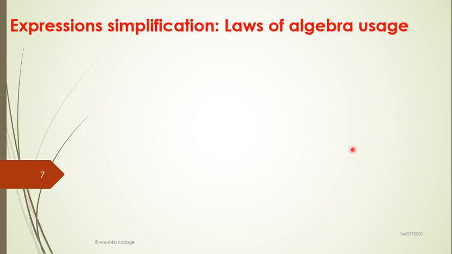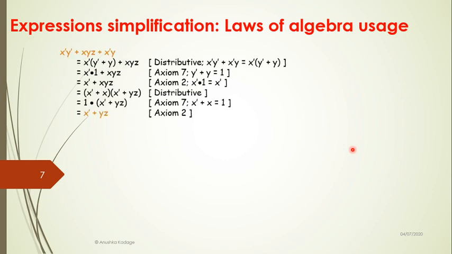Now I told you that the laws of algebra are going to help us simplify expressions or reduce the number of gates in the implementation of a Boolean expression. So let's check out how the number of gates will be reduced by application of the laws of algebra. Again we will take one example of the original expression, which is nothing but x dash y dash ORed with xyz ORed with x dash y.